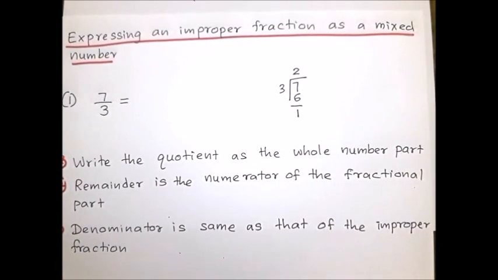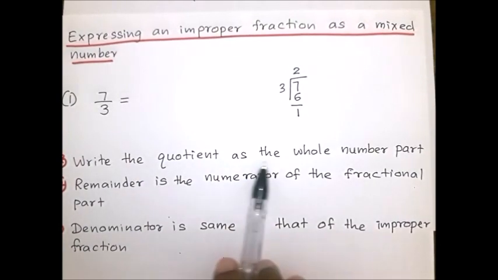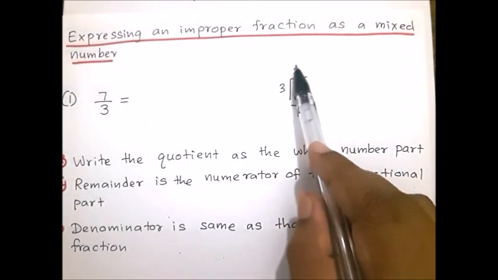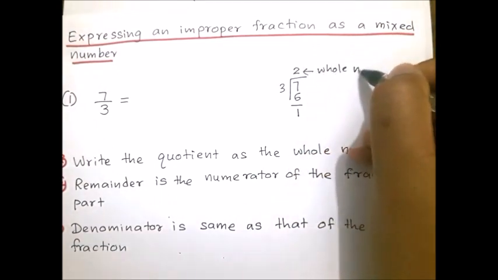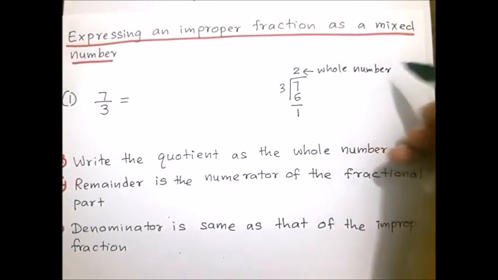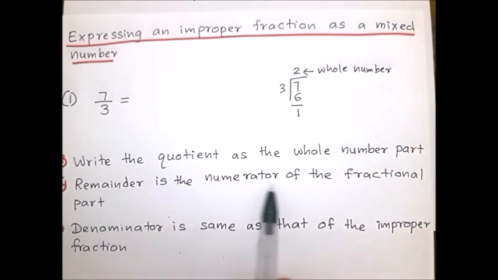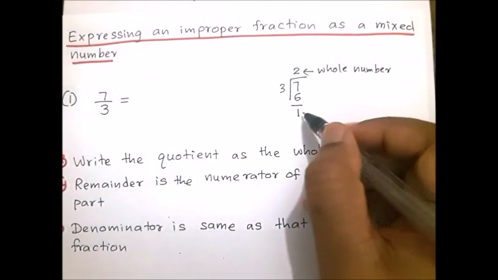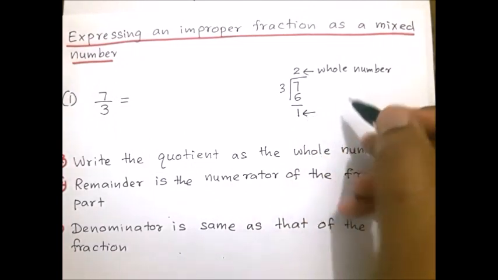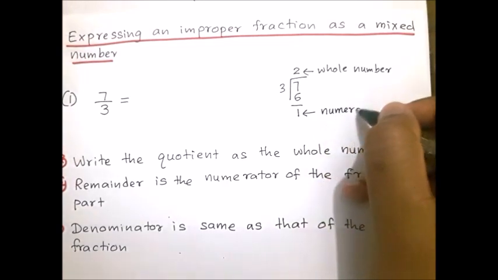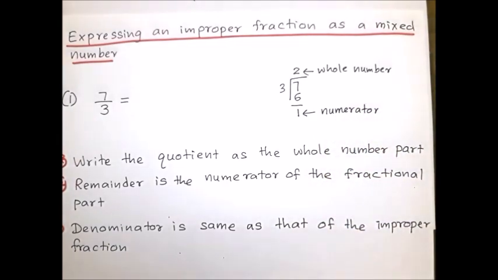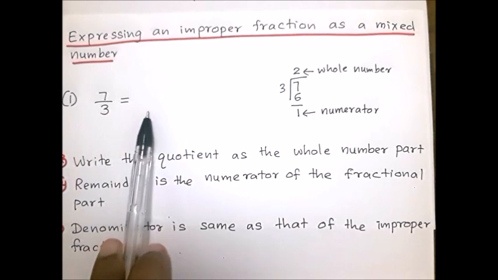Now look at these instructions. Write the quotient as the whole number part. This is the quotient. Write it as whole number. Remainder is the numerator of fractional part. Here remainder is 1. So write it as numerator. Denominator is same as that of the improper fraction. Same denominator here you have to write.